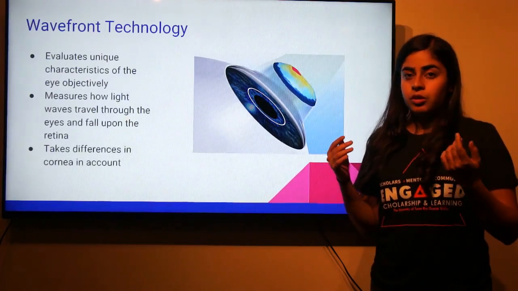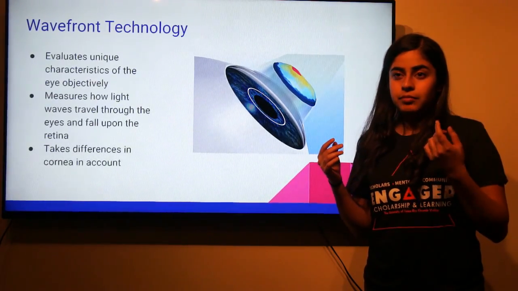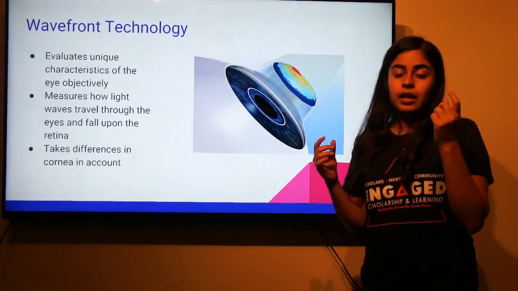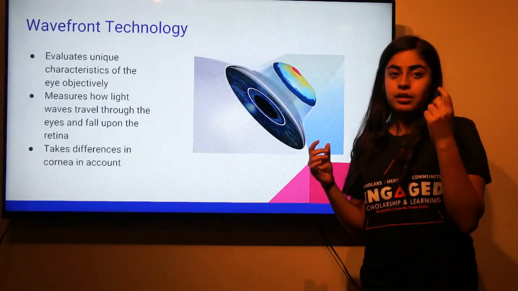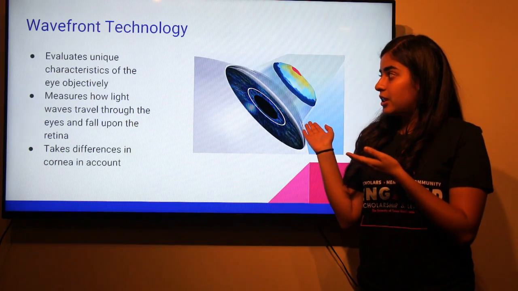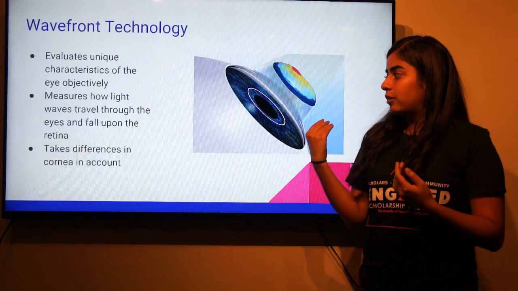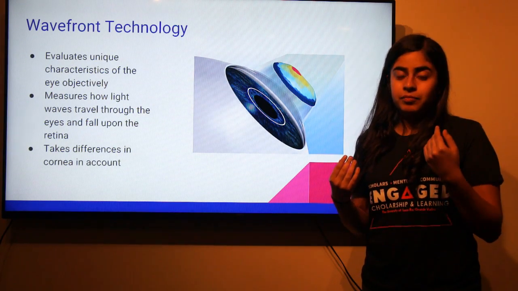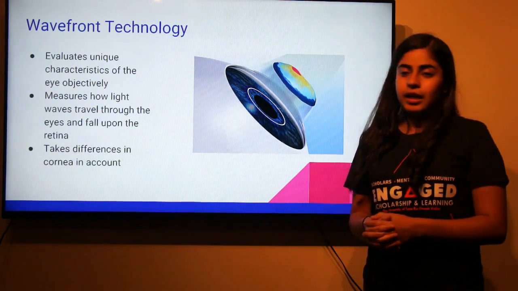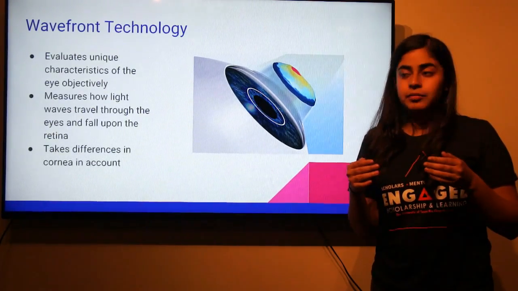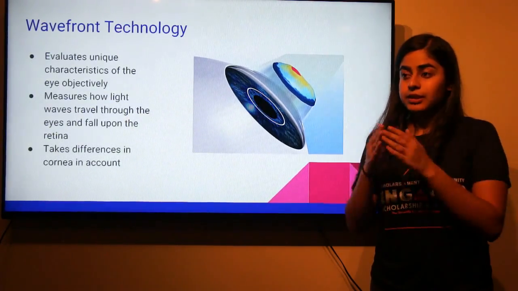So usually when you go to an optometrist, it's done subjectively, like you have to decide which lens is better, whereas with wavefront technology, it literally measures how the light waves travel through the eye and fall onto your retina. So it takes into account the differences in the cornea rather than just giving an average.